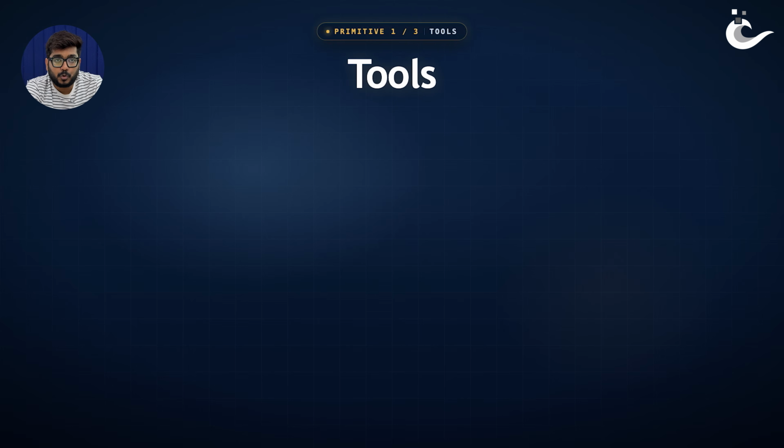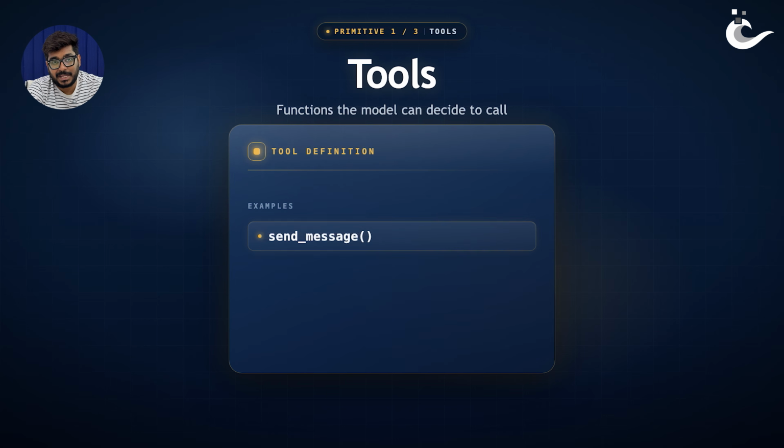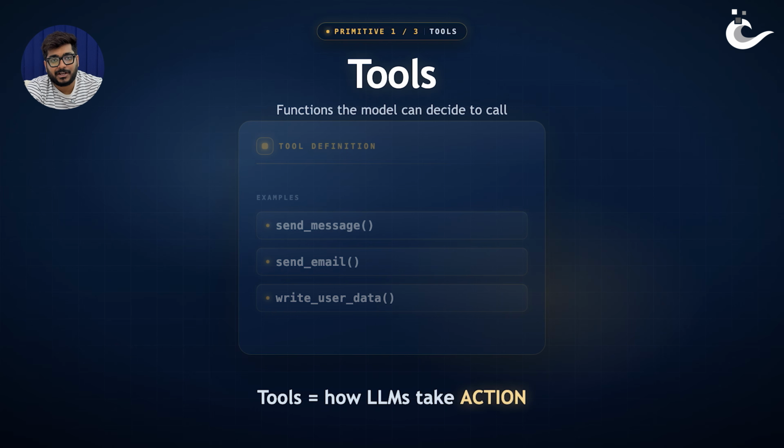Every MCP server exposes some combination of primitives. Understanding the difference matters more than people realize, because each one has a different control model. First, tools. These are functions that the model can decide to call. Each tool has a name, a description, and a JSON schema for its input. The model reads those descriptions and chooses when to invoke them. Examples: send a message, send an email, or write user data on your server. So tools are how LLMs take an action.